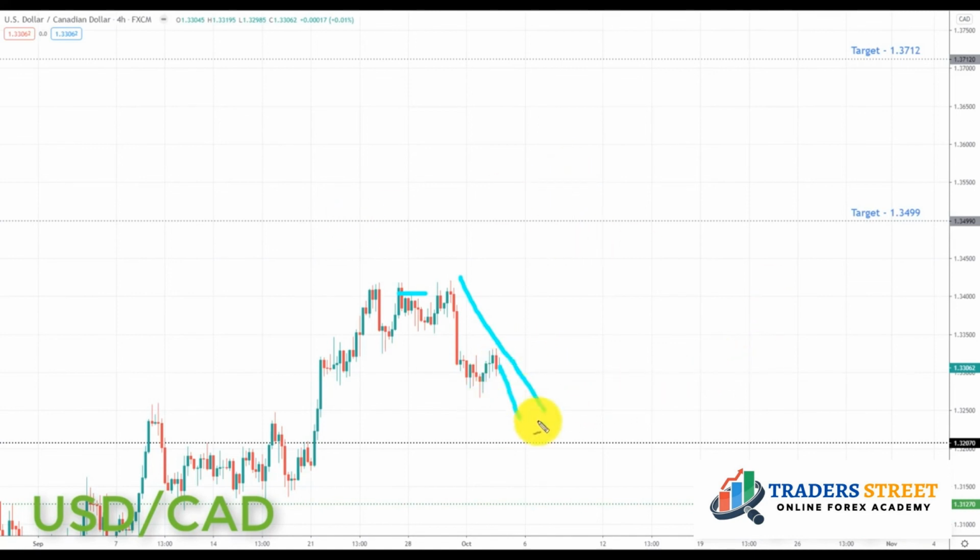What we need to see though is we do need to see some bullish reversals in this area. So if we start to break to the upside, this is going to be a great opportunity to look for long positions. And we're going to be looking at initiating longs up towards the next key of resistance to the upside, the target set, the 1.3499.